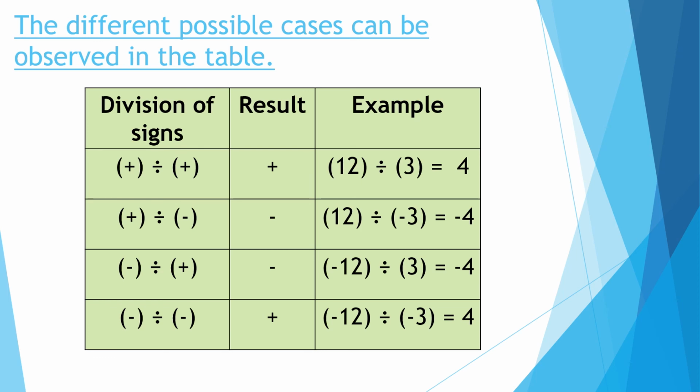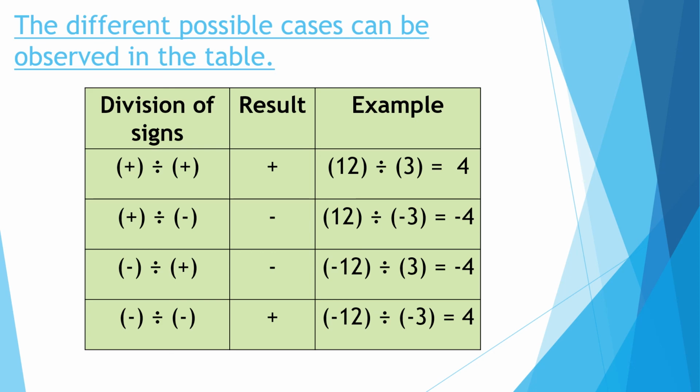So let's see. Plus divided by plus, the result will be plus. So 12 divided by 3, the answer will be 4. Plus divided by minus, the result will be minus. That is 12 divided by minus 3, the answer will be minus 4.